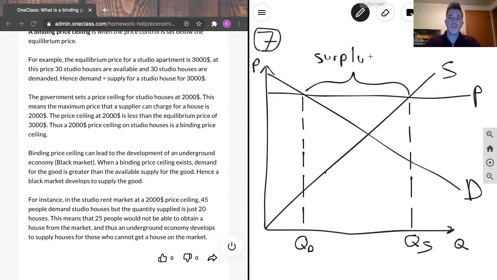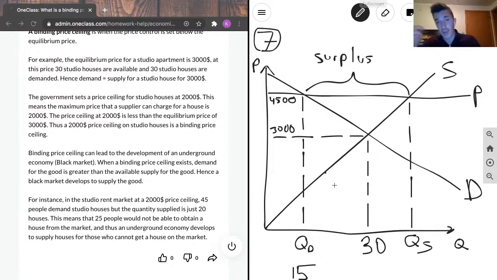Let's keep this same example going. So this would be the 30 houses that we just talked about, and the equilibrium price was 3,000. But now the government says housing cannot go for less than 4,500. Us poor millennials are priced out of the market. As a result, the quantity demanded is going to fall because a lot of people can't afford this new high price. And the quantity supplied is going to increase. So now maybe there's only 15 people demanding housing at this huge price.